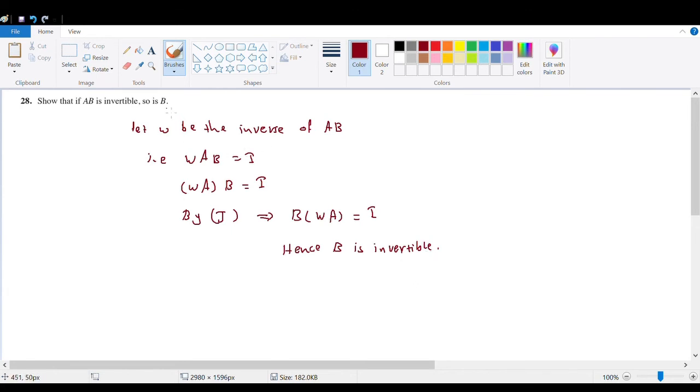We said that a matrix is invertible if multiplying the matrix by its inverse and the inverse by the matrix both give us I. From here we assume that W is the inverse of AB, so if we multiply W by AB, this will give us the identity matrix. Now if we take WA multiplied by B, this will give us I. Now we want to show that B multiplied by WA is equal to the identity. Using the invertible matrix theorem, this will give us B WA equals I. From here we see that WA multiplied by B is equal to I and B multiplied by WA is equal to I. So hence B is invertible.